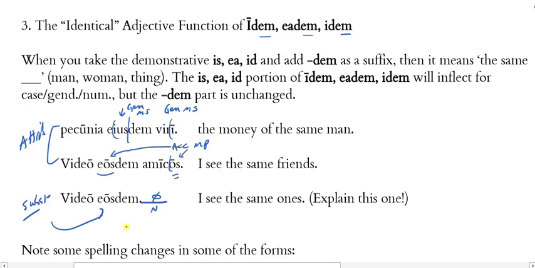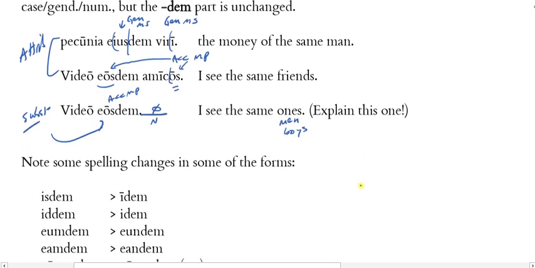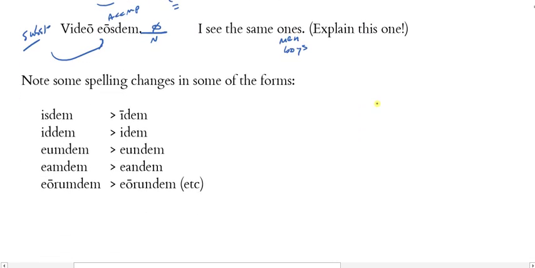So I see the same. I need to translate this in a way that makes sense of this form using the noun role. I see the same ones. Because, looking at eos, because it's accusative masculine plural, I could also say I see the same men or boys, depending on what the antecedent of that word is. All right. Now, final thing I'll say here is that there are some spelling changes in some of the forms.